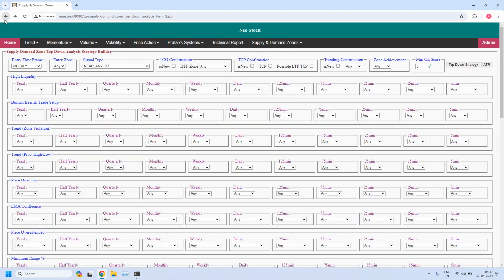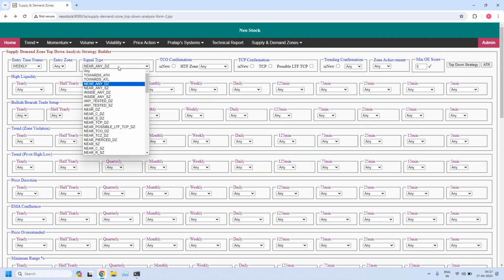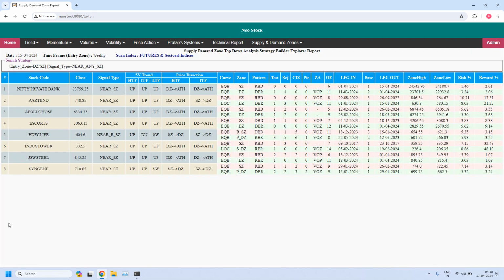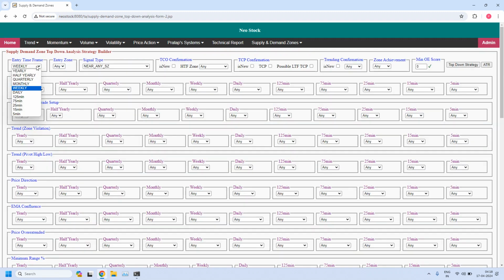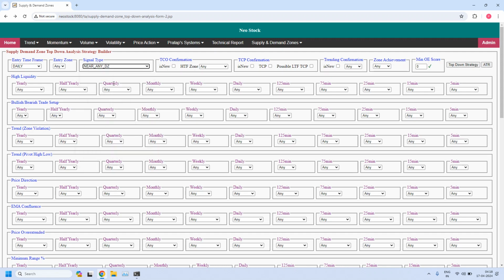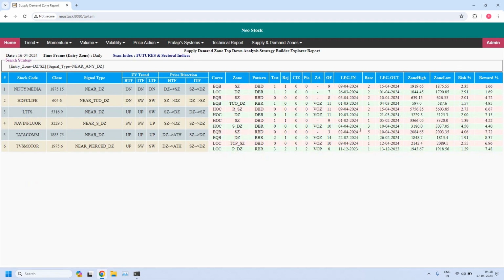I'm going back. For weekly time frame, let us find the stocks near weekly supply zone. So these 8 stocks are near weekly supply zone. So I'm going back, changing the time frame to daily. Entry time frame is daily. Let us find the stocks near daily demand zone. So these 6 stocks are filtered, which are near to the daily demand zone.